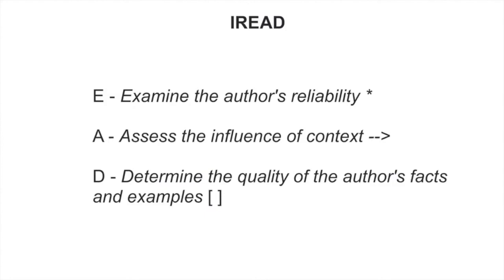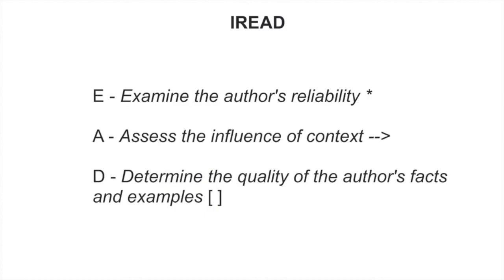The E in IREAD asks students to examine the author's reliability. Students consider questions such as who wrote the document, why they wrote it, what the occasion was, and who the intended audience was. Students will draw stars next to this information. These questions will help students make some judgments about the author's reliability.